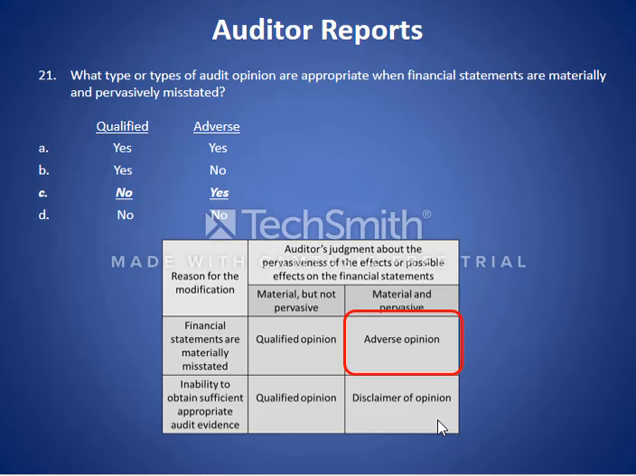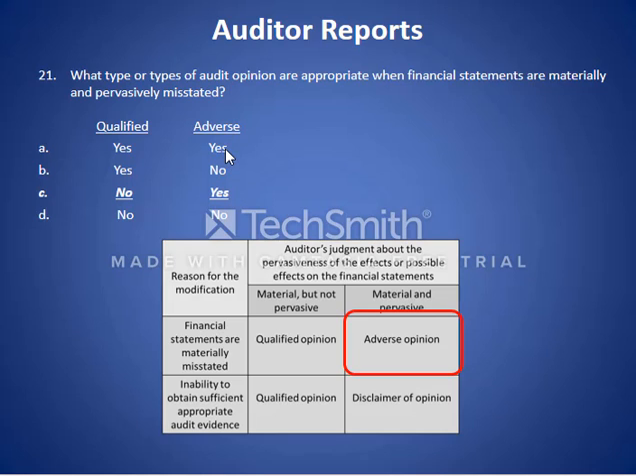The other situation is the disclaimer of opinion, where the auditor does not necessarily have the proof to prove that the statements are material and pervasively misstated. Now, under those conditions, if we had adverse opinion and disclaimer opinion, those would both be yes. We can see here that adverse opinion does appear, and that would be a yes.